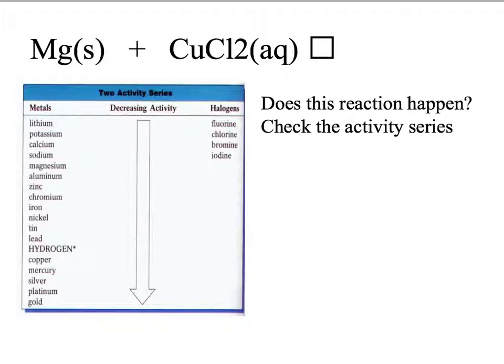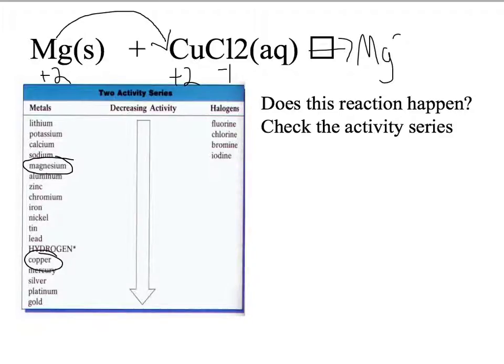Magnesium plus copper chloride. Does this reaction happen? First, here's magnesium on the activity series, and here's copper. So guess what? It's totally going to happen. Mg is +2, copper's +2, chlorine's -1. So Mg will replace copper, and when that happens, this forms MgCl2 plus Cu.